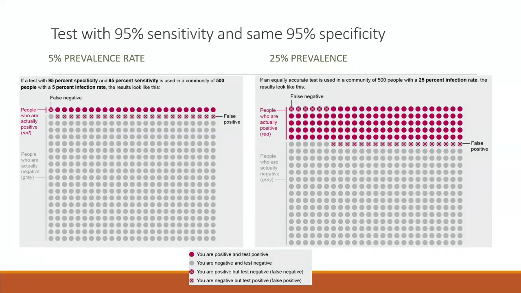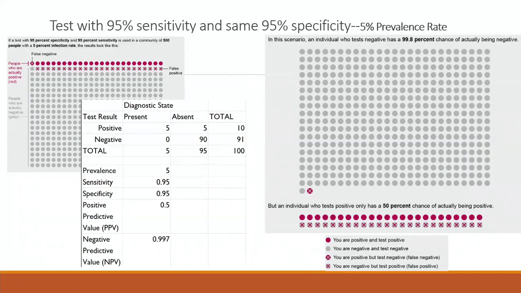I'm going to break this down a little bit more in this slide here. So again, this is our 5% prevalence rate. That was the graph on the left, and it's up here in the right quadrant. And we've got my Excel spreadsheet here. This test has a 95% sensitivity and 95% specificity, so it's a pretty good test.